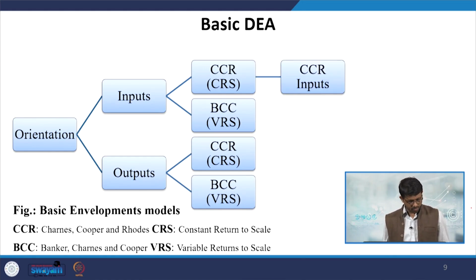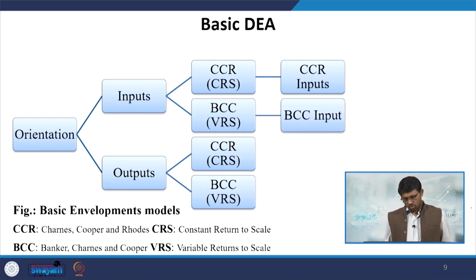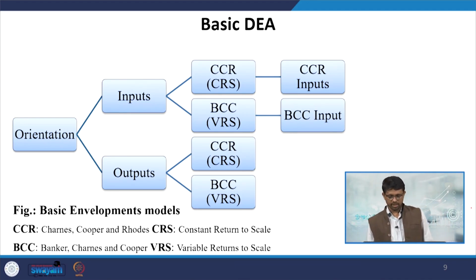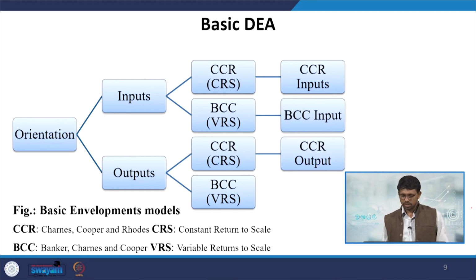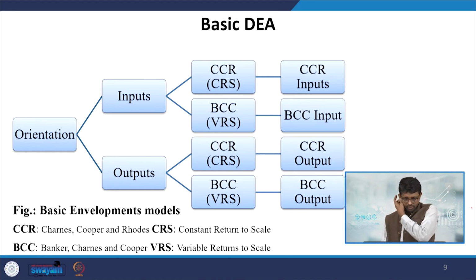Sometimes in CCR, Charnes is also read as Chans, Cooper and Rhodes. So, you can also follow it accordingly. Through the CCR we will discuss the CCR input and BCC input, and similarly in the output orientation we will be emphasizing the CCR output and BCC output.